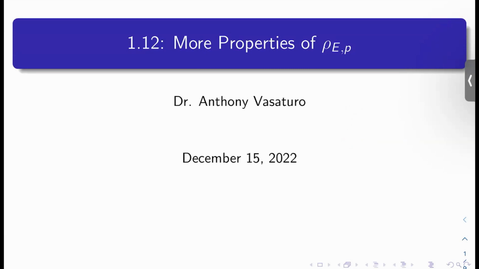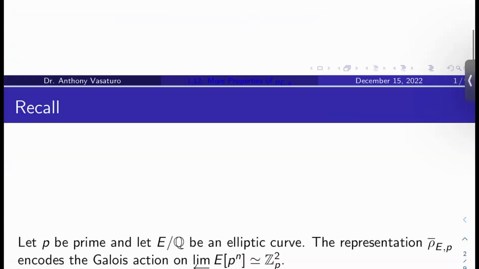Today we're going to be looking at more properties of the p-adic representations rho E,P attached to elliptic curves E over Q. We'll break those properties into two categories. The first category will be when P is a prime of good reduction for E, and the second category will be when P is a prime of multiplicative reduction for E. The reason we're doing this is because we're principally concerned with semi-stable elliptic curves over the rationals, and so every prime will be either of good or multiplicative reduction. So let's get into this.